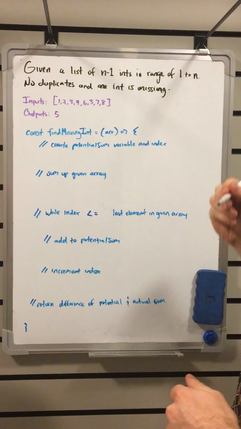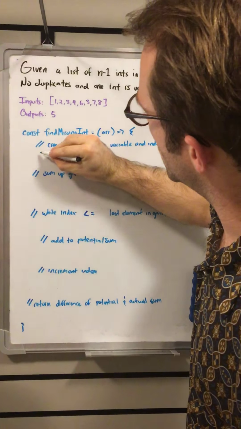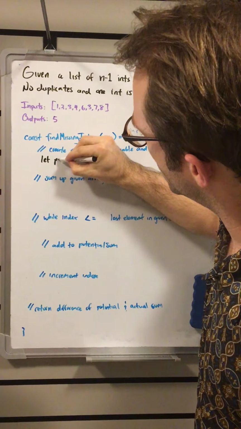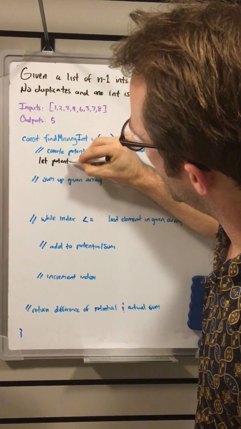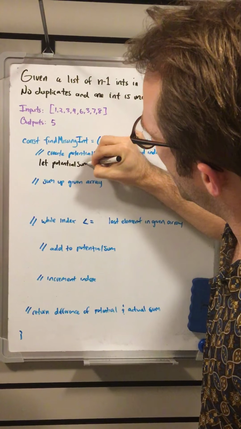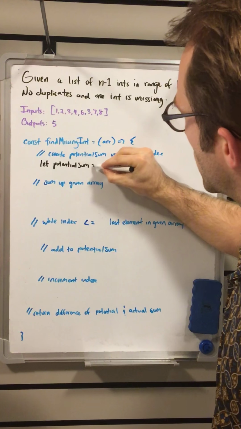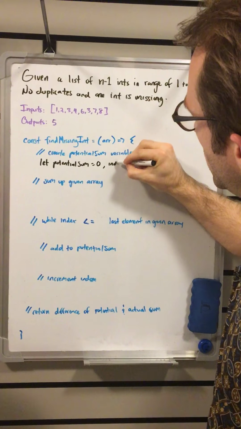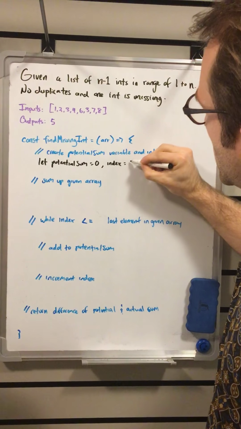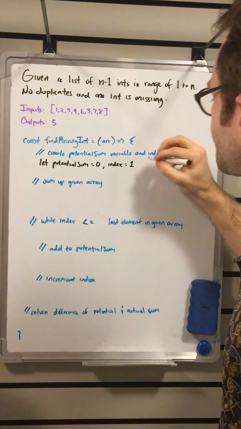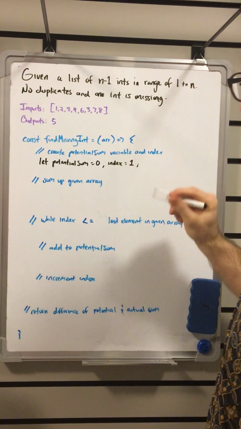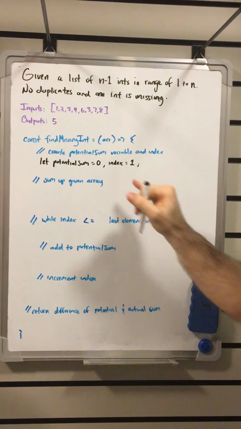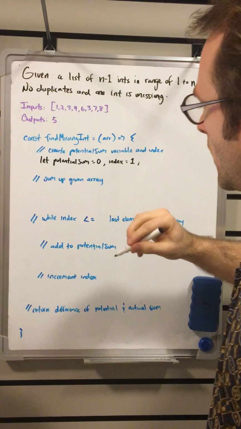So what am I going to do? I'm going to create a potential sum variable, which will store what the potential sum would be from 1 to 8. And we're going to set it equal to 0 first. We're going to create another variable called index, and we'll set that equal to 1 because we're told that the range is from 1 to n, so we'll make our index start at 1.